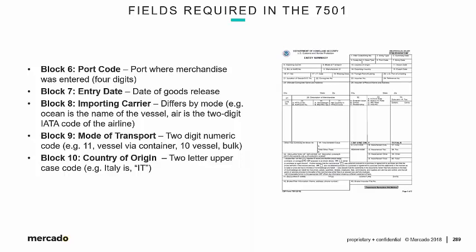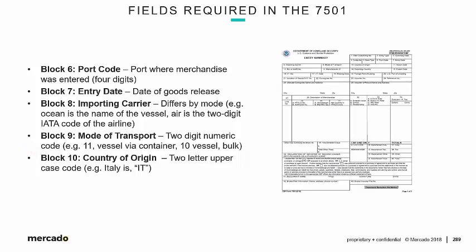Block 9, mode of transport. It's a 2-digit numeric code. For example, 11 is vessel but containerized cargo, whereas 10 is a maritime shipment but as bulk cargo, merchandise that is not in a container. Block 10, we know all about this, country of origin, which is a 2-letter uppercase code.